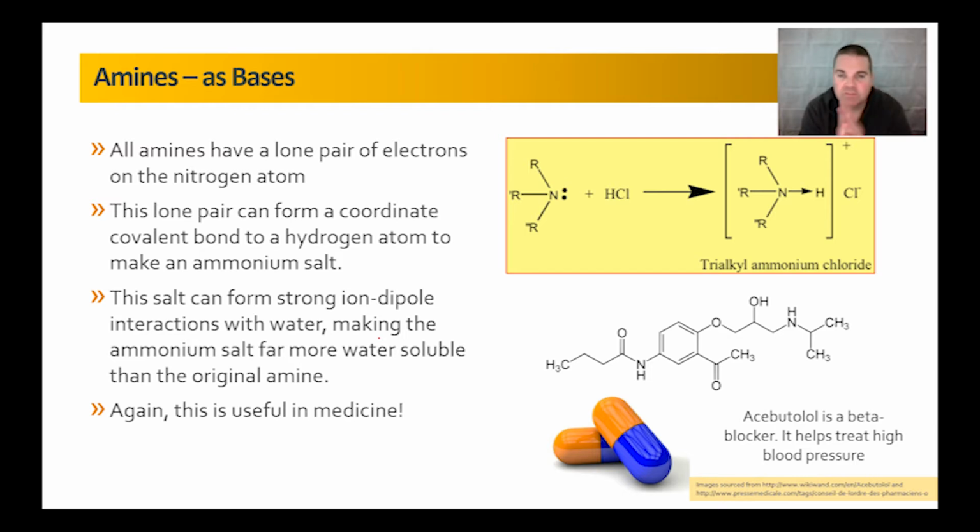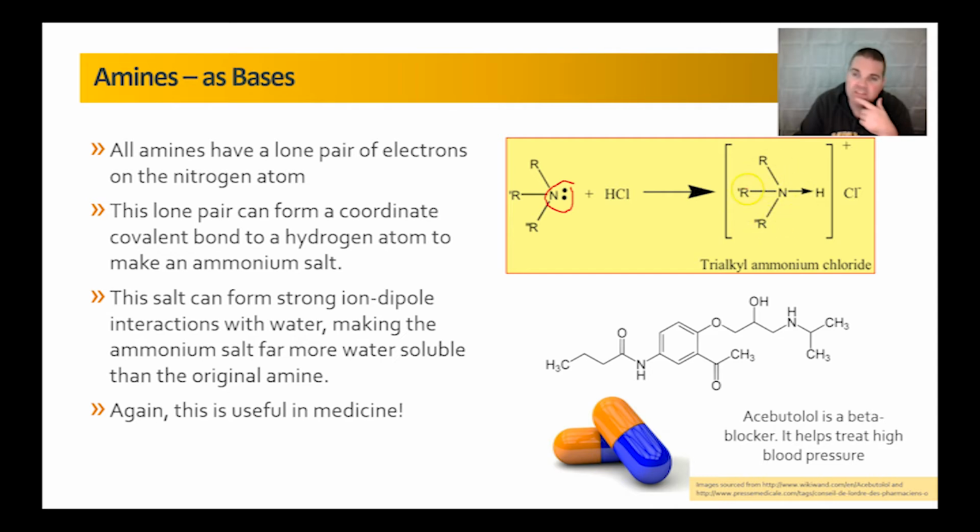Now, amines, because the nitrogen has a lone pair of electrons on it, which you can see here, and every nitrogen has that, that means it can act as a base. That means that lone pair of electrons can accept a proton and form a coordinate covalent bond, which is what you see here. So we form the protonated amine.